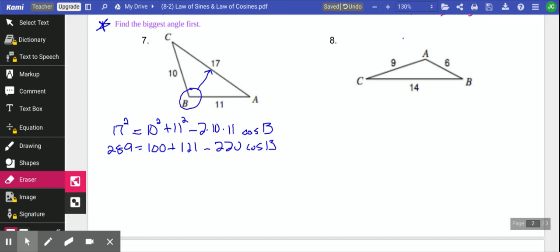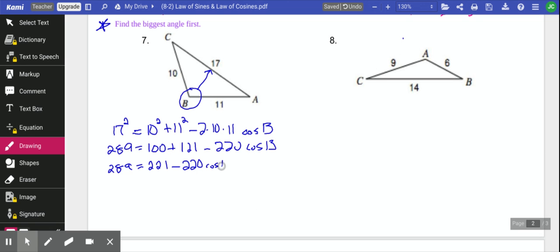All right, so to do this problem correctly, it is okay if you add 100 and 121. So 221 minus 220 cosine B. But 221 minus 220 cosine B, those are not like terms. You cannot subtract those. So what we're going to do is subtract 221 from both sides. And that's going to give us 78 equals negative 220 cosine B. And then we're going to divide both sides by negative 220.